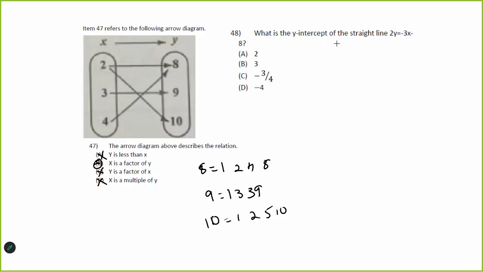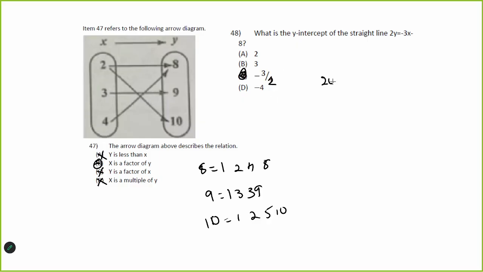What is the y-intercept of the straight line? This is a repeated question, right? It was negative 3 over 2. That's supposed to be 2 here. Negative 3 over 2, which would be C.